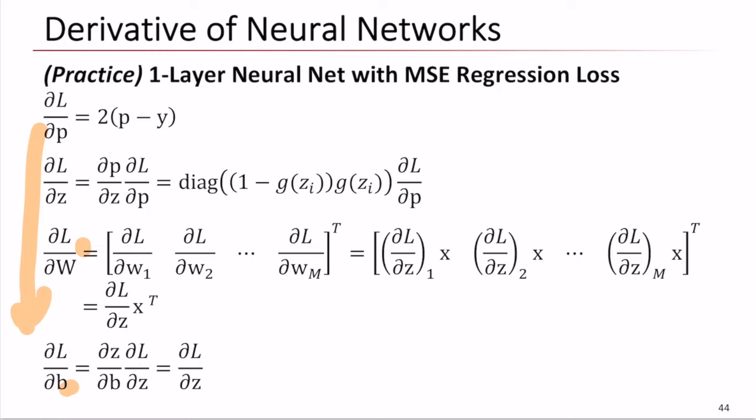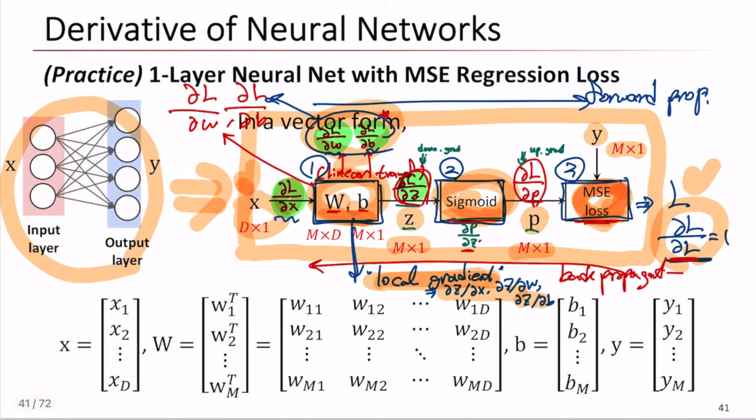Then finally, once we get the local gradients, we can easily backpropagate the loss gradient like this. First of all, our loss was (y minus p) squared, right? Then the loss gradient with respect to p is 2 times (p minus y). So this one.